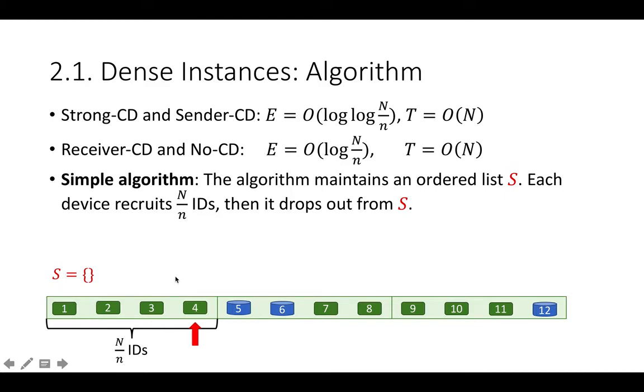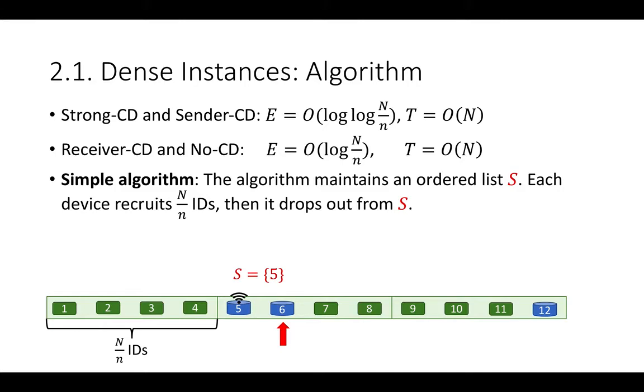So these IDs are all empty. There's no device with these IDs. So the algorithm will just pause in this time slot. In the fifth time slot, this device will speak, and it will find out that the set S is empty. So it will put itself in the set S. And now this device 5 will be responsible to recruit all the devices in this group.